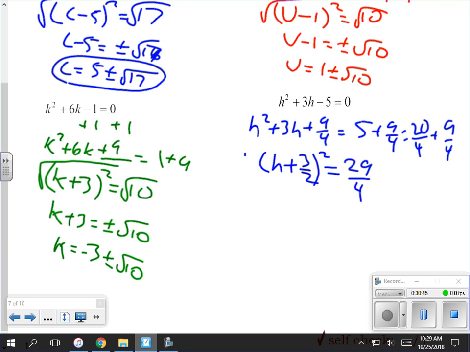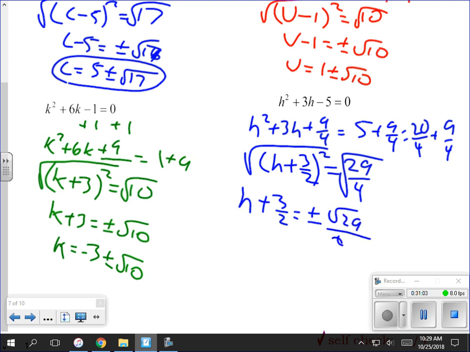Square root both sides. And I get h plus, just plus only, h plus 3 halves equals plus or minus the square root of 29 over 2. Square root of 4 is 2. So I want to simplify my denominator. And then subtract 3 halves from both sides. h equals negative 3 halves plus or minus the square root of 29 over 2. And you can leave it like that. You don't need to make it into one fraction. The only reason I made it into one fraction is to make sure that you understood, ooh, this is where the quadratic formula comes from.